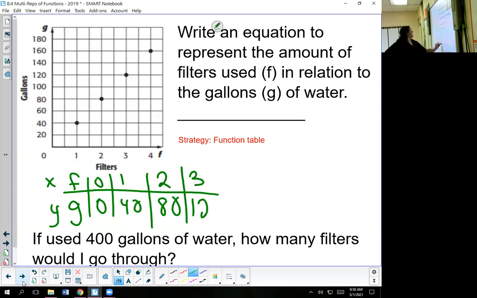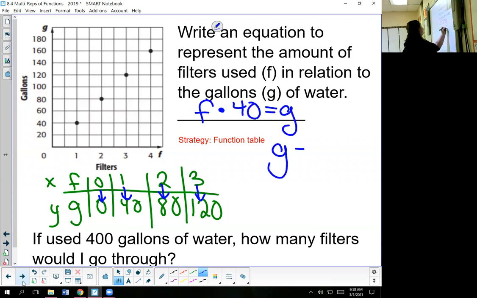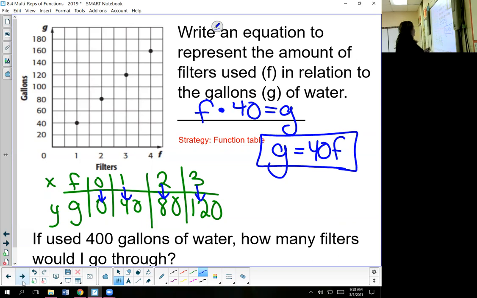So hopefully you can see a pattern here. So how do I go from my f to my g? What is the relationship between the number of filters used and the number of gallons? If you say that you are taking your f and you're multiplying by 40 to get your g, you are correct. Or you can write g equals 40f. This is the one I prefer you to write there. Okay, remember again, this is my x, plug in to get my y.